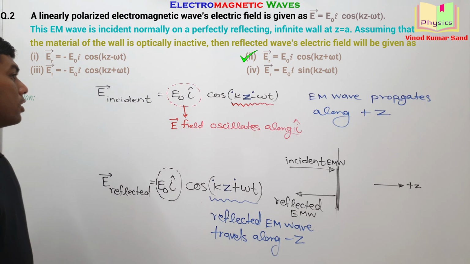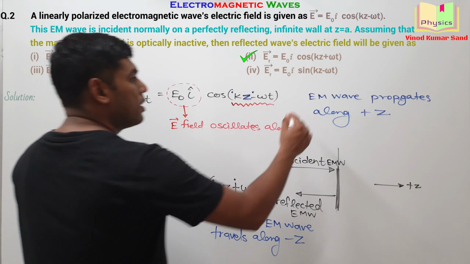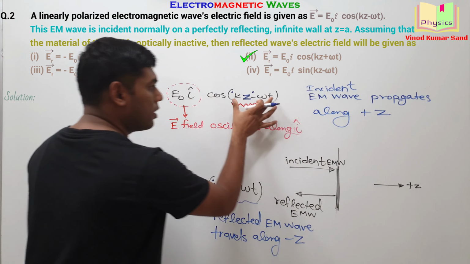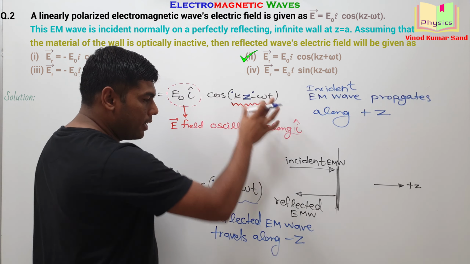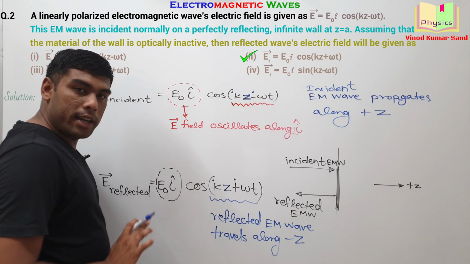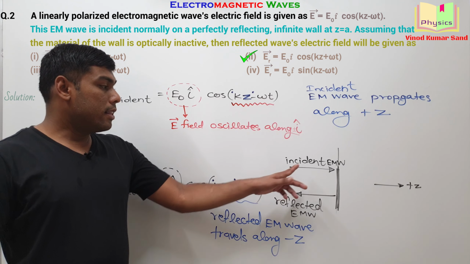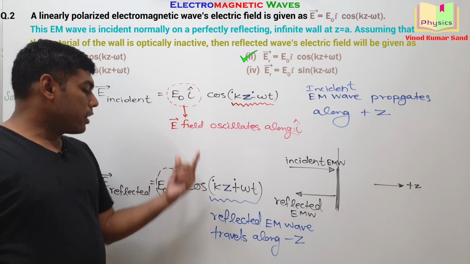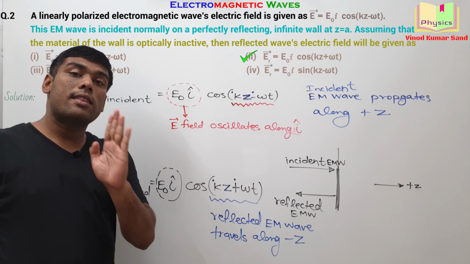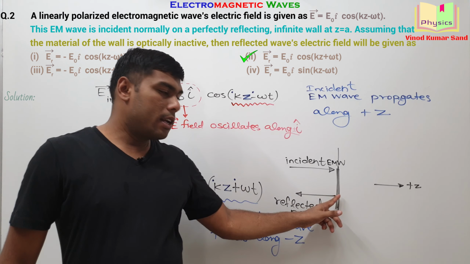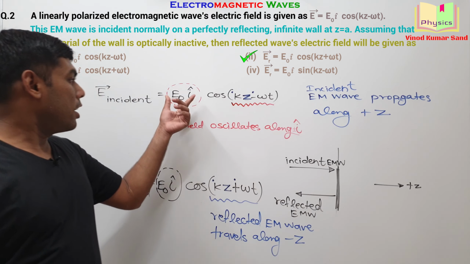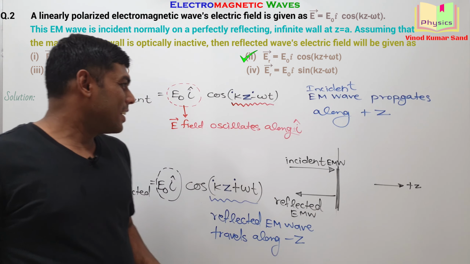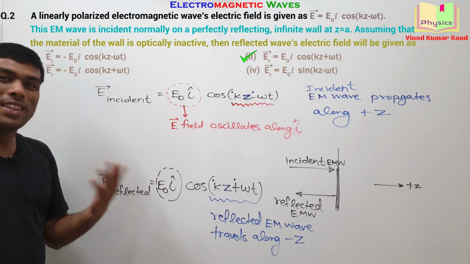Okay. So this is all about this question. The incident EM wave was traveling along the positive z direction. Looking at this bracket, we get the idea. The reflected one is traveling along the negative z direction. But in the incident as well as in the reflected electromagnetic wave, the oscillations of the electric field will be in the same direction because this material is optically inactive. So the state of the polarization of this EM wave will remain unchanged. Okay. Simple and easy question. You may note it down, then we'll go further.